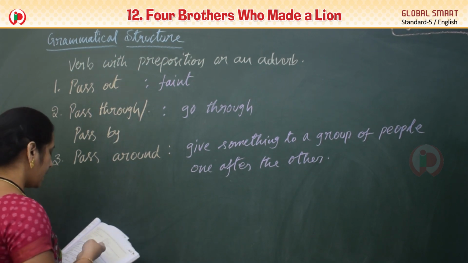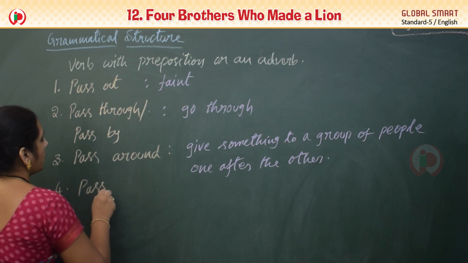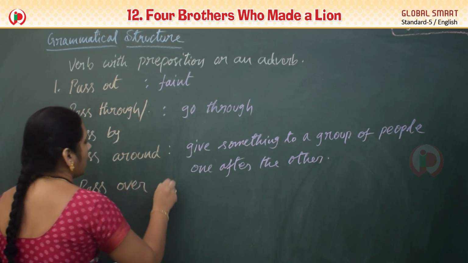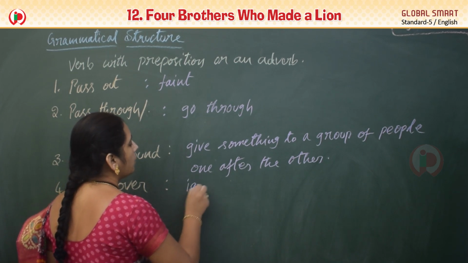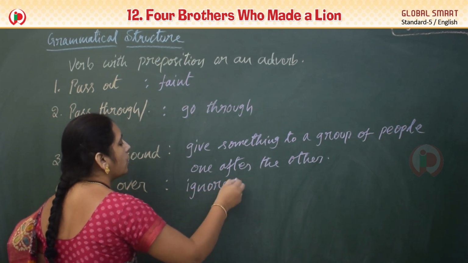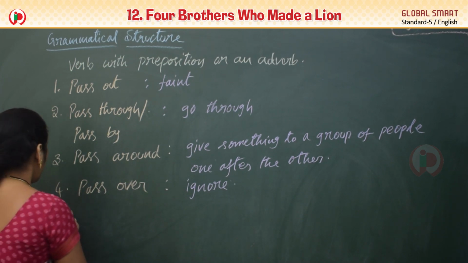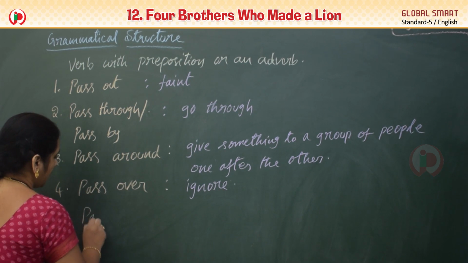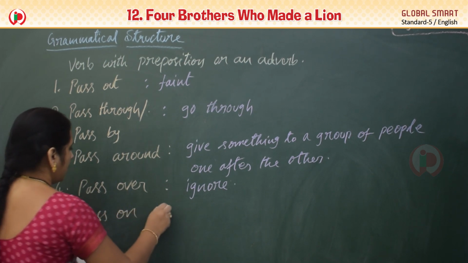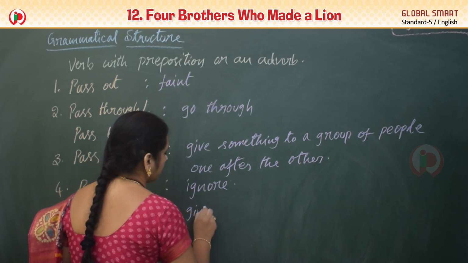Okay. And see the next one, fourth one, pass over. What's the meaning of pass over? Ignore. So please ignore. Please pass over him. Please ignore him. Okay. Next one. Fifth one, pass on. Pass on means give something to someone.